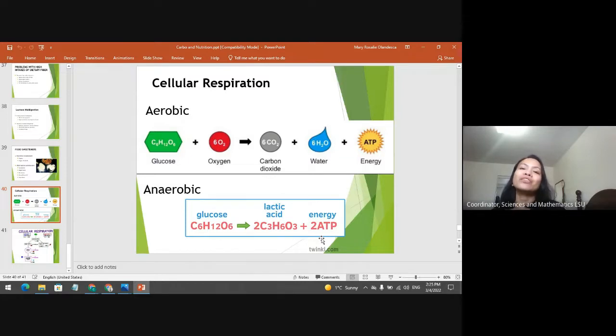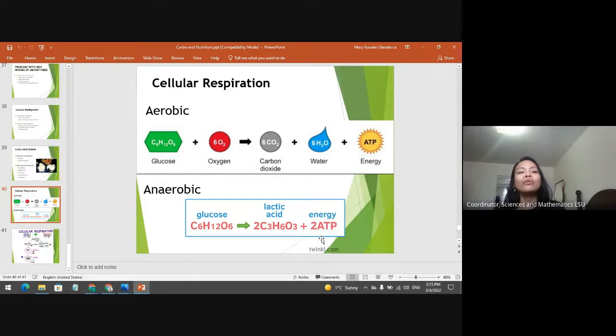This is the reason why when we do our extraneous exercises, when we run, when we jog and work out, we feel soreness in our muscles, because we lack oxygen supply during those exercises. So it became lactic acid. The lactic acid causes the soreness in our muscles.